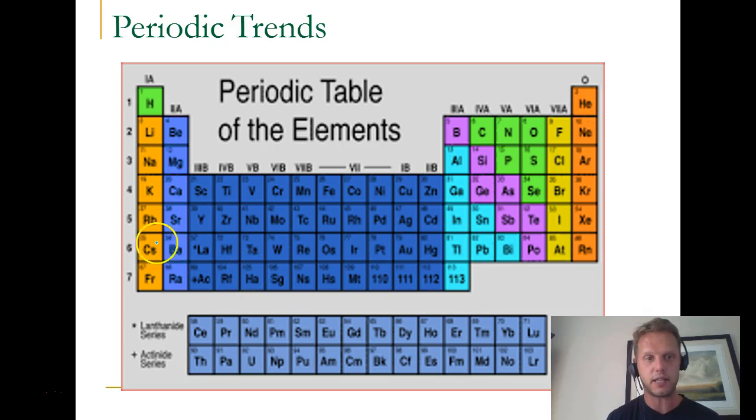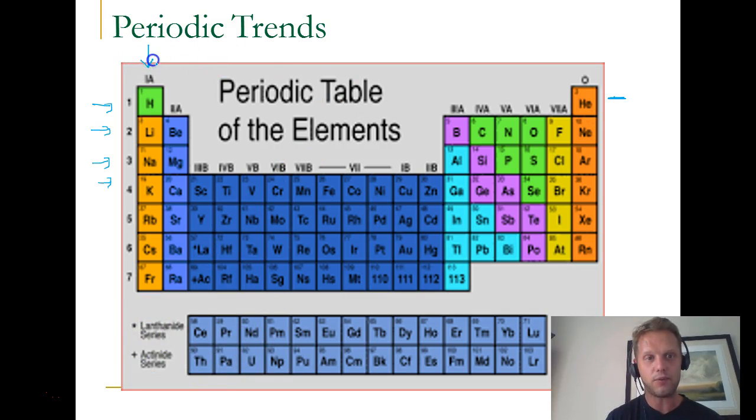Let's look at the periodic table. So this is a period from left to right. This represents the first period, everything up here. That's the first period. This is the second period, third period, fourth period, and so on. It goes down to 7 periods. Don't worry about these guys yet. We'll talk about them later.